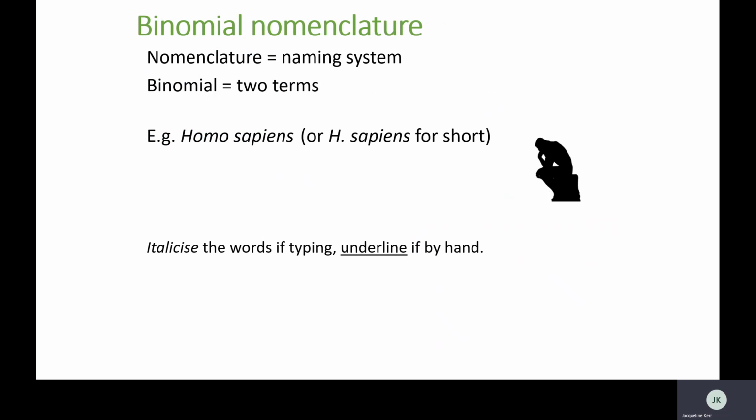When we name them, we have a two-name naming system. You would be familiar with that. Write it in italics or underline it by hand. And once you've used it once, you can shorten the genus name. That's genus, by the way, the first one, and the species name is the second. So the words generic and specific can help you remember that.